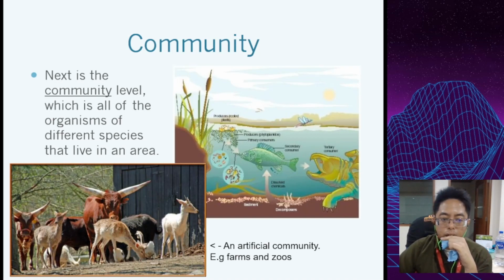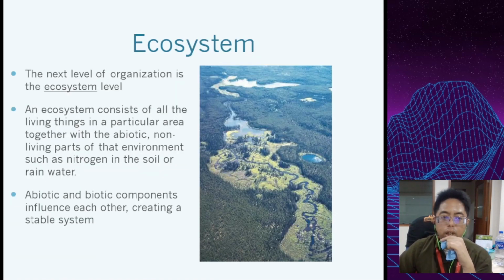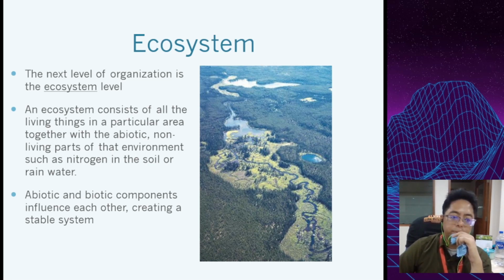Community. It is where a lot of organisms, which are of different species, live in the same area. They can be natural and they can be artificial. For example, farms and zoos are artificial. Ecosystem. It consists of all of the living things in a particular area, together with the abiotic and also the biotic parts of the ecosystem. So both of them influence each other, creating a stable system.